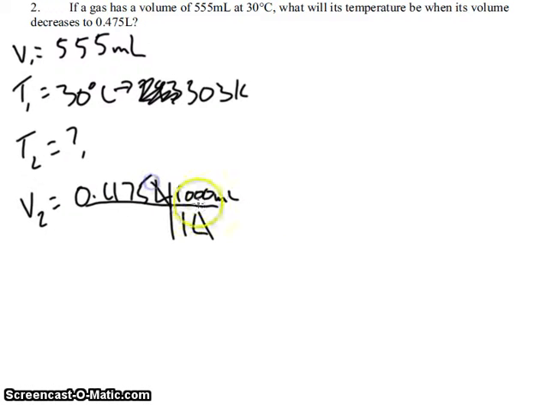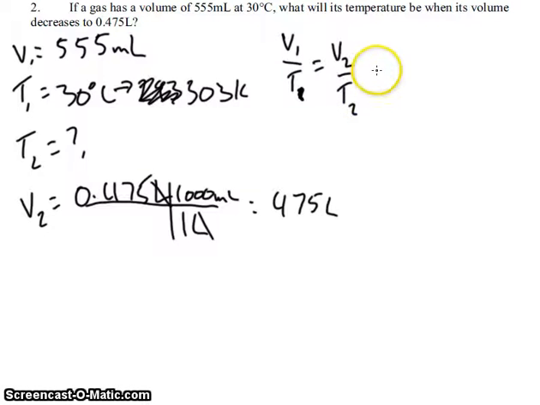So liters are going to cancel. And that's going to give us 475 milliliters. Now we're going to find a formula that contains V's and T's. And we've got Charles' Law. V1 over T1 is equal to V2 over T2. And I'm looking for T2.